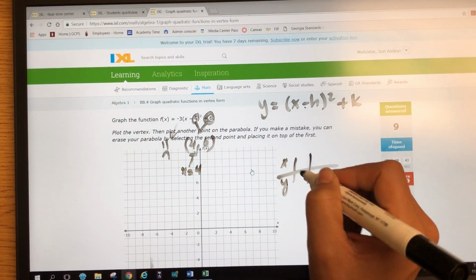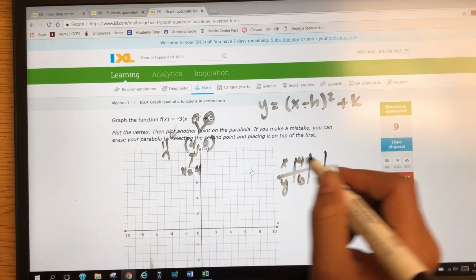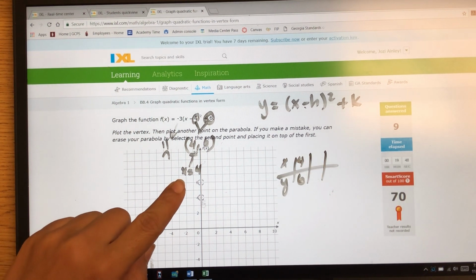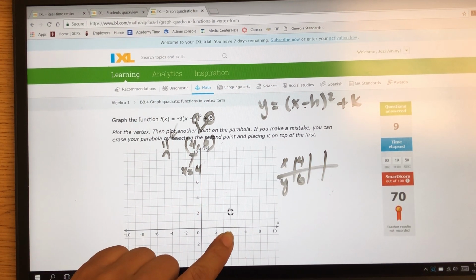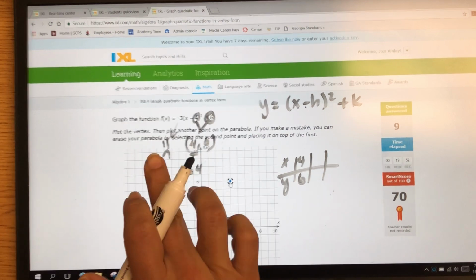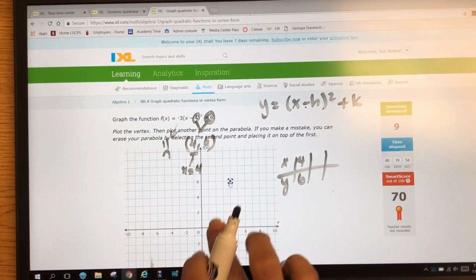and then you make your table, x, y. I already have 4, 6. Now I just pick a number in addition to that. So 4, 6. Now I should expect it to do this. Okay, I should expect it to do that.